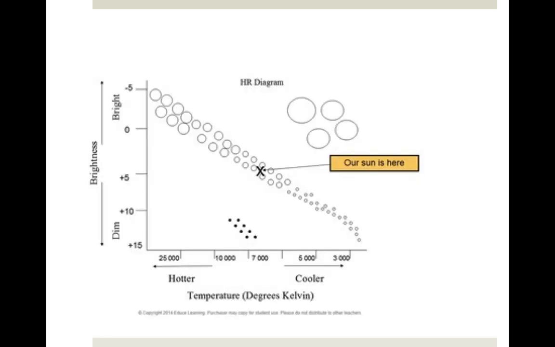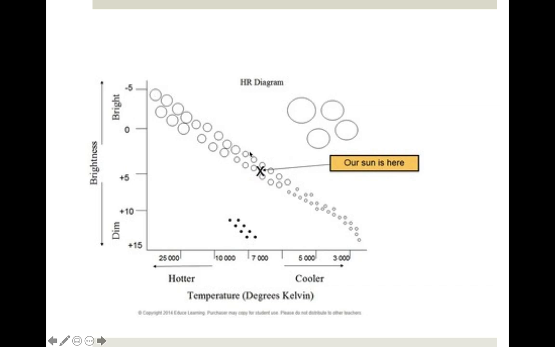So this is an HR diagram. Notice a couple of things. We've got temperature in degrees Kelvin on the bottom, and notice that as we move to the left here, we get a hotter temperature. As we move to the right, we get a cooler one. And over here, we have brightness. As we move higher, we get brighter. As we move lower, we get dimmer. And so you can notice kind of 4 distinct groups here.